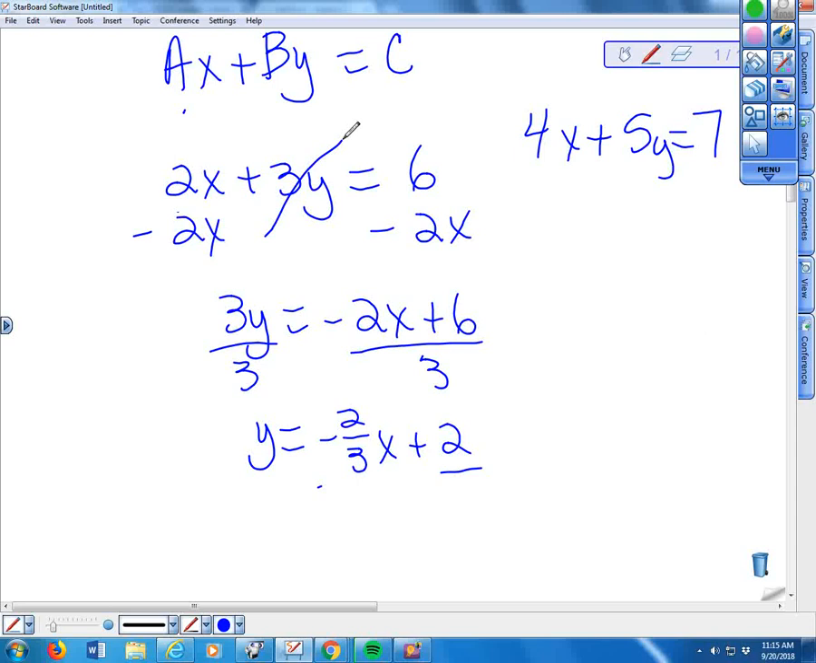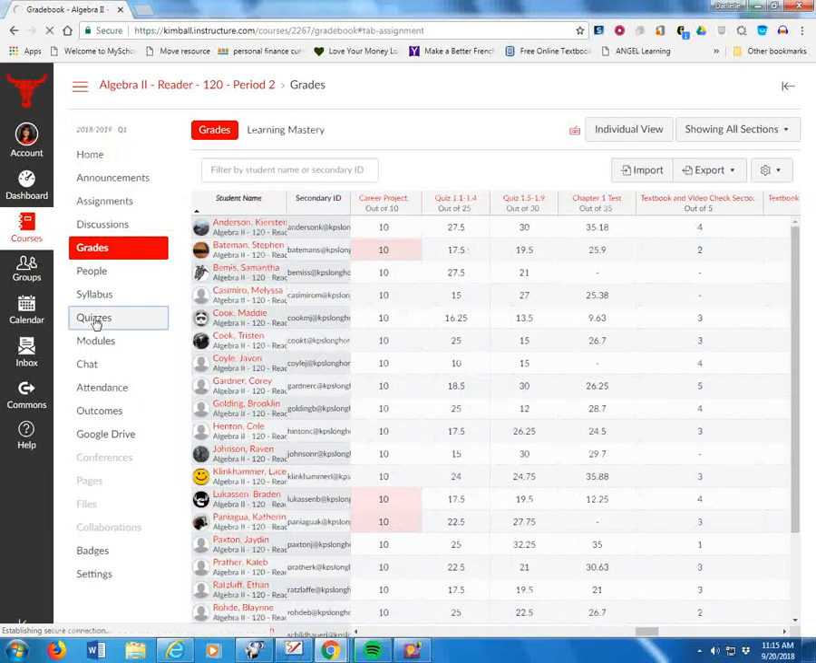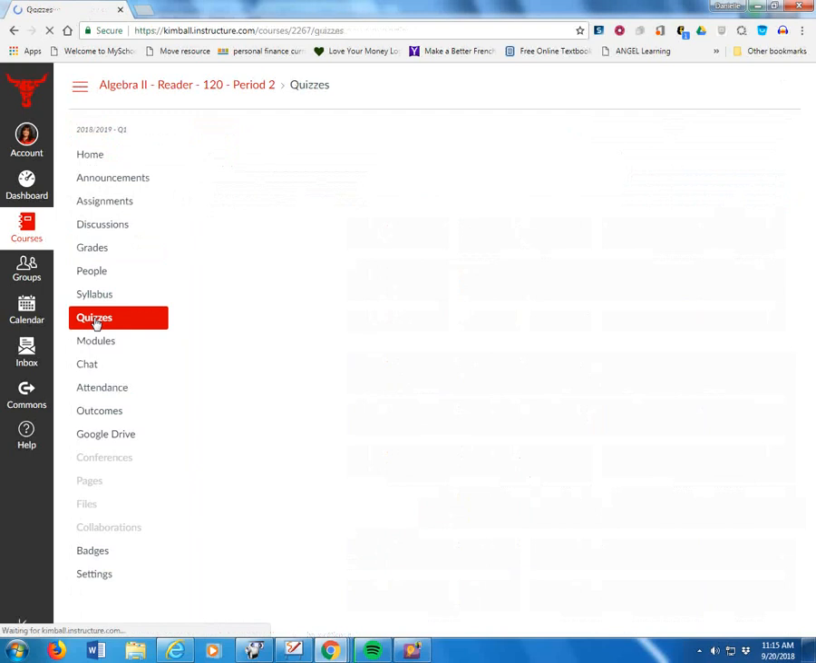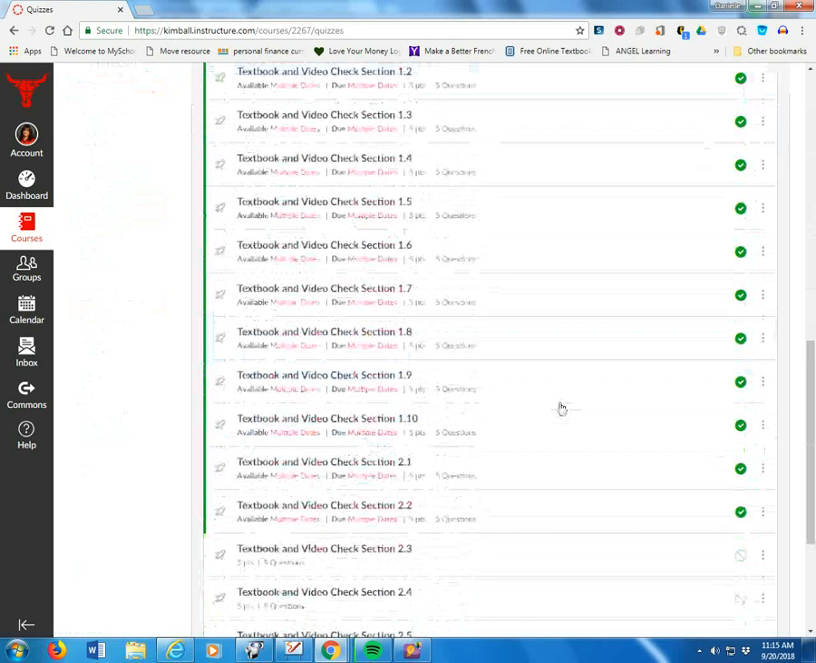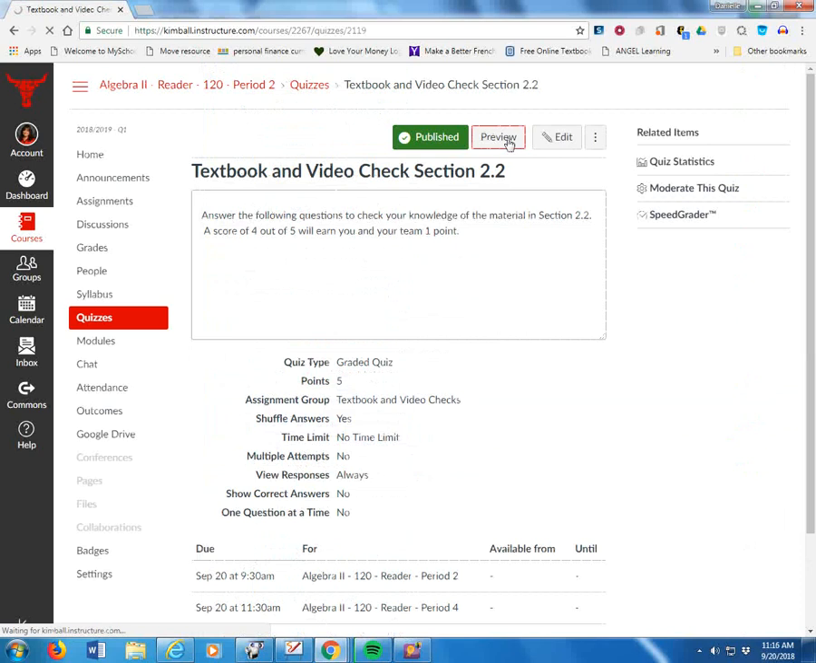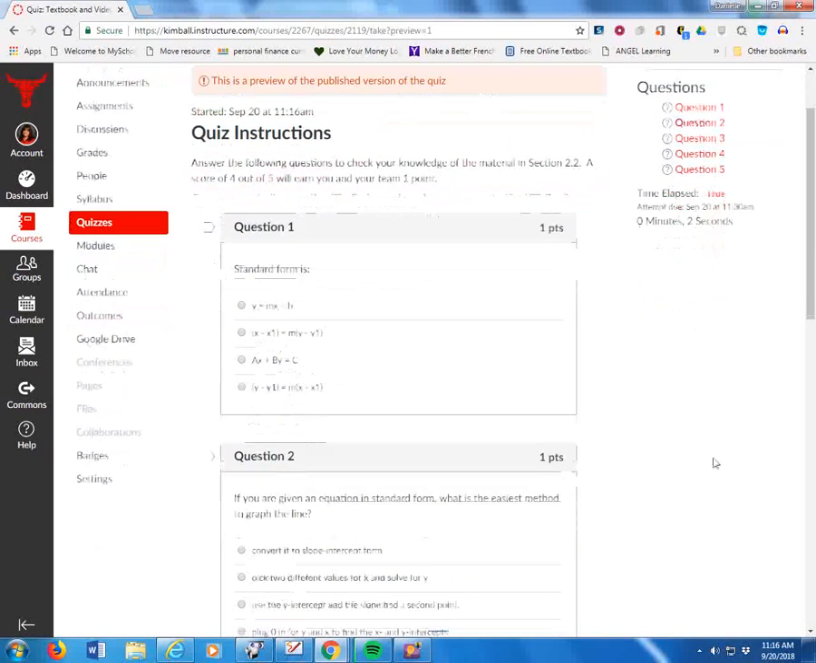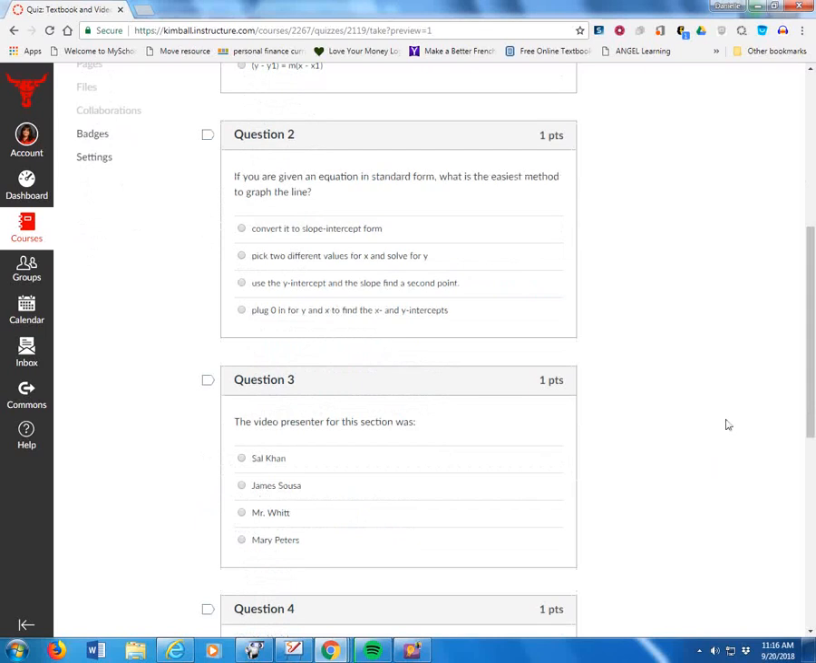Okay, let's go through the textbook check. And this one is 2-2. Question 1, standard form is ax plus by equals c. Third one down. Question 2, if you're given an equation in standard form, what's the easiest method to graph the line? Plug in 0 for x and y and solve for your intercepts.